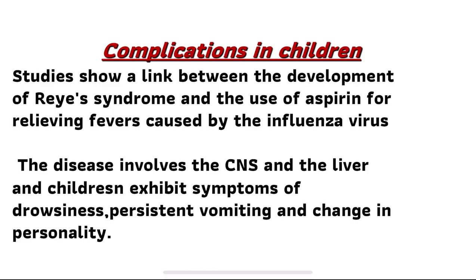So we can see it is affecting the liver, causing encephalopathy, and it is causing liver damage following the use of aspirin, which is also affecting the brain. In the brain, the central nervous system will be affected. It is causing confusion, swelling in the brain, and it will cause liver damage as well. Clear?